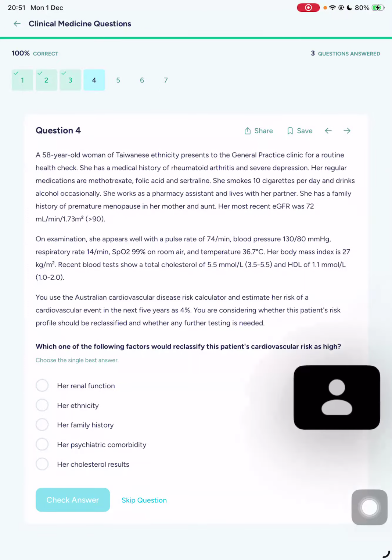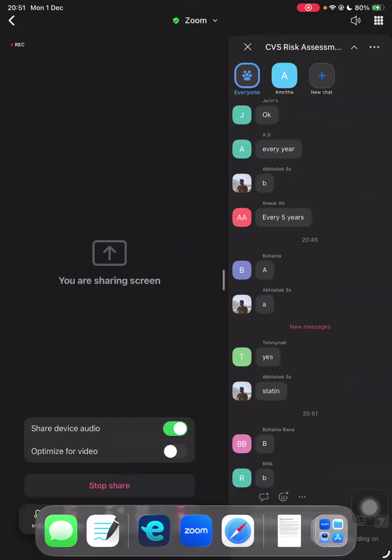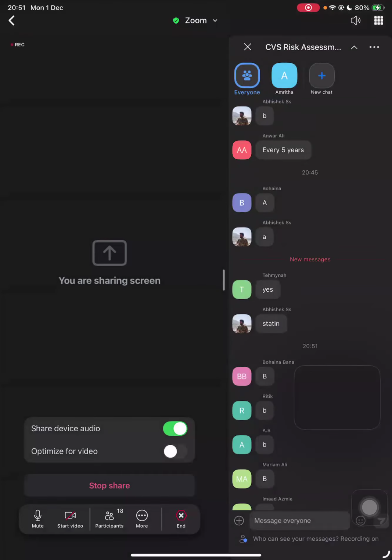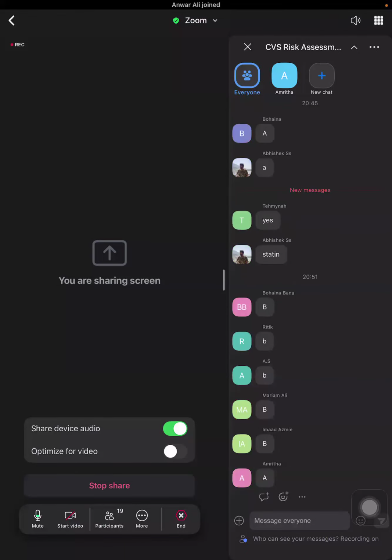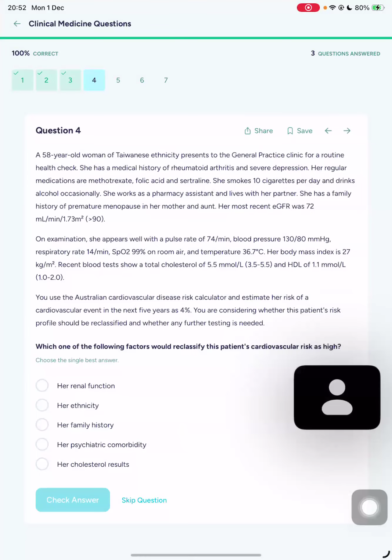I think it's a psychiatric comorbidity. Okay. What about other doctors? What do you think? I'm not telling the answer. You have to try. What about other doctors? B. Okay. Ethnicity. One answer is psychiatric comorbidities. Another one is her ethnicity. Okay, some doctors have ethnicity. Okay, more. And there's another answer, renal functions.